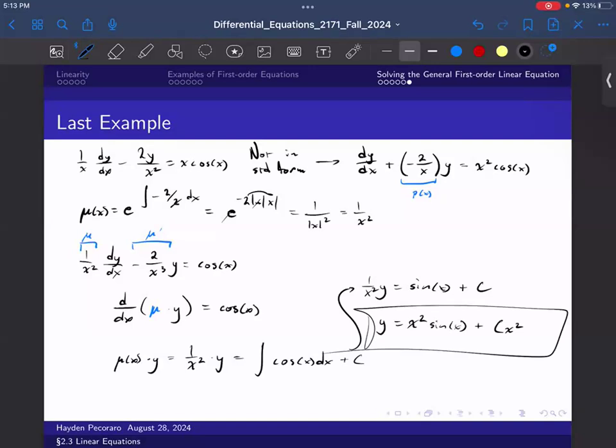We are done. If you have any last minute questions, I'll be here for a minute or two. Sorry? It just stays C here because we're finding a general solution. We don't have any initial conditions. Once we have initial conditions, we'll get a C value.